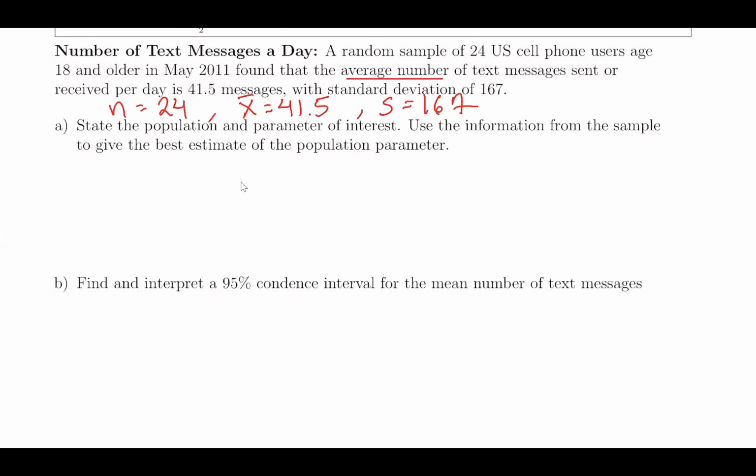All right, so let's do part A. For part A, it says state the population and parameter of interest, and use the information from the sample to give the best estimate of the population parameter. Right now we just want to list out who they are sampling. If you look at it, they're just sampling US cell phone users age 18 and older.